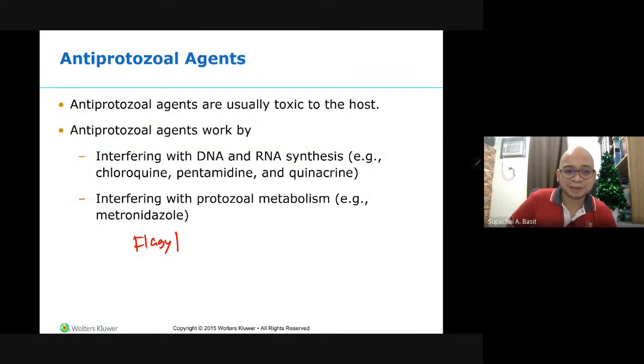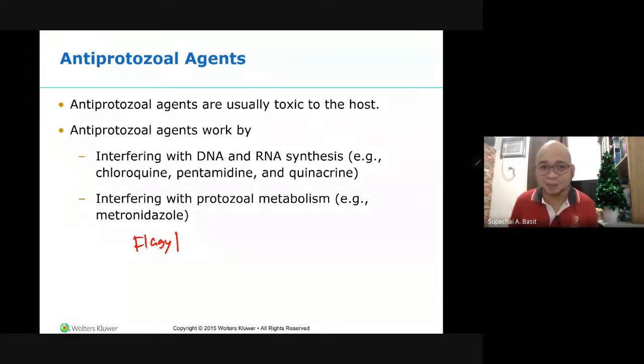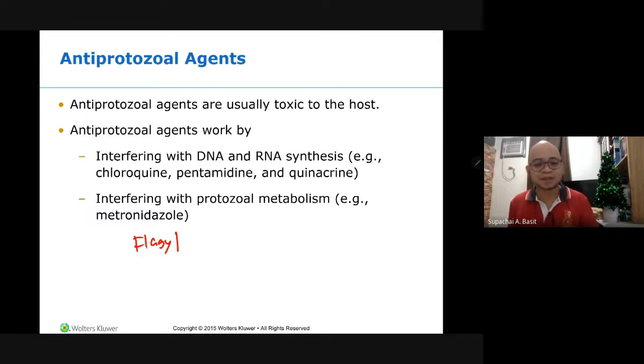So taking metronidazole or Flagyl will not totally cure you, because once you have amoeba or Entamoeba histolytica, you'll always have it. It cannot really be totally cured, but at least it will alleviate the signs and symptoms of having amoebiasis. Okay, so that's Flagyl.